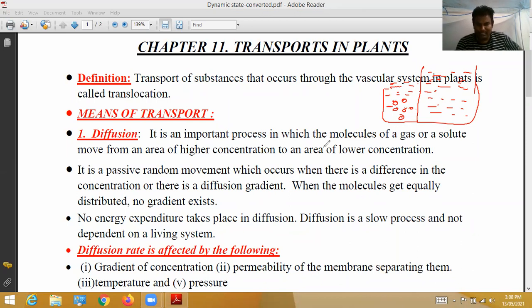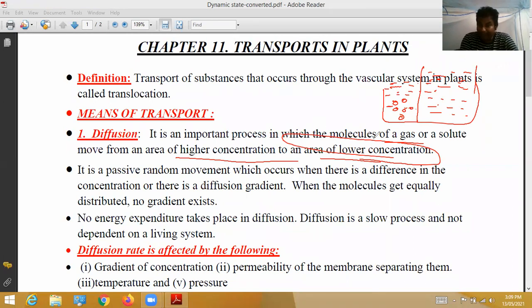It is an important process in which the molecules of a gas or solute move from an area of higher concentration to an area of lower concentration. For example, take a scent bottle. If you press it, whatever molecules are present are distributed from higher concentration to the point of lower concentration till both the concentrations are equal. That phenomenon is called diffusion.